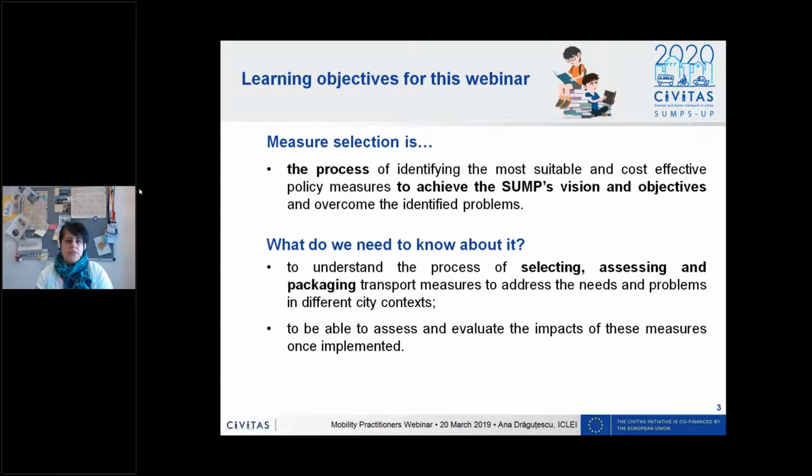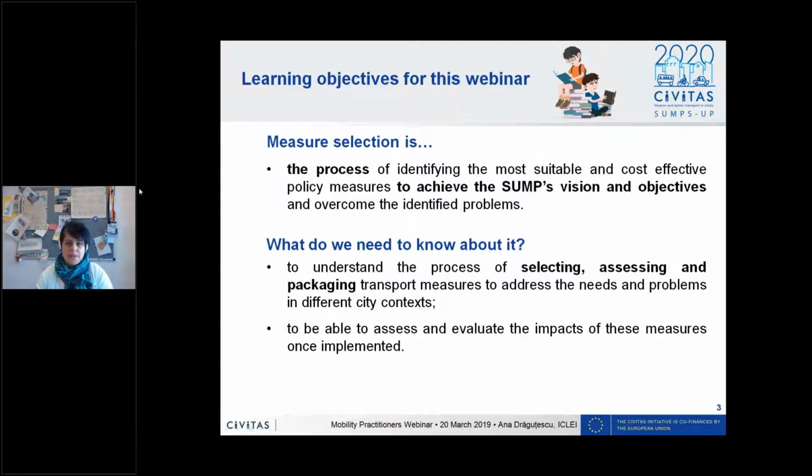So what are our learning objectives for today? Let's see first what the measure selection is. The measure selection is a process of identifying the most suitable and cost-effective policy measures to achieve the SUMP's vision and objectives and to overcome the identified problems. So all the problems you have identified in the first quarter of the SUMP cycle, you will have to deal with in the second quarter of the SUMP cycle, and the measure selection is one important step that will help you achieve the objectives and deal with these problems.